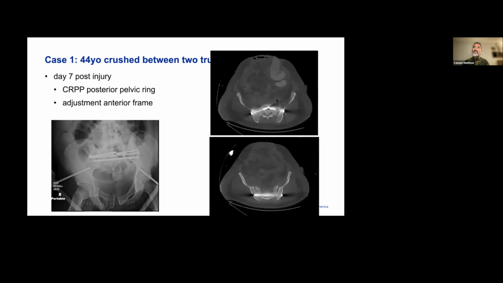And so I think, to summarize, we'll accept some of these malreductions in these specific situations simply because we're doing it for hemodynamic and resuscitative purposes. Is that fair to say, guys?